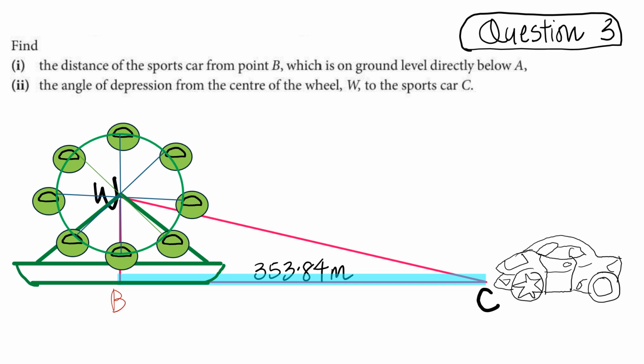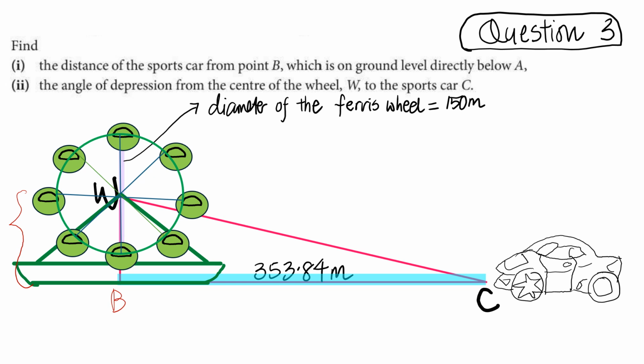Okay, right. So what is the angle that I need to find? Before we actually show the angle, we need to find this length here, from here to here. We need to find how much that is. We know that the distance from point A to B is 165, right? The distance from point A to B is 165. And the diameter of the Ferris wheel is 150 meters. The diameter is the one highlighted in pink.